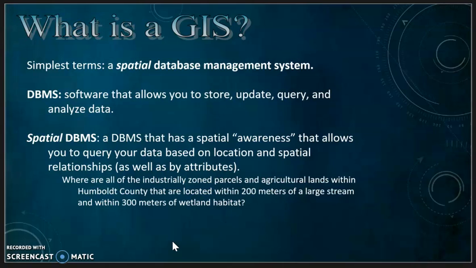So here we have a little example. So we could ask, where are all the industrially zoned parcels and agricultural lands within Humboldt County that are located within 200 meters of a large stream and within 300 meters of a wetland habitat? So we're able to use a GIS to be able to answer this question, where we wouldn't be able to answer that question necessarily in just a regular database management system.